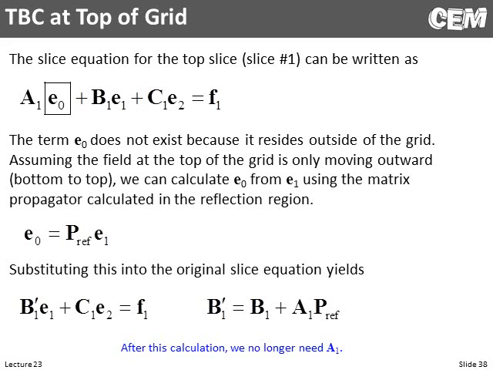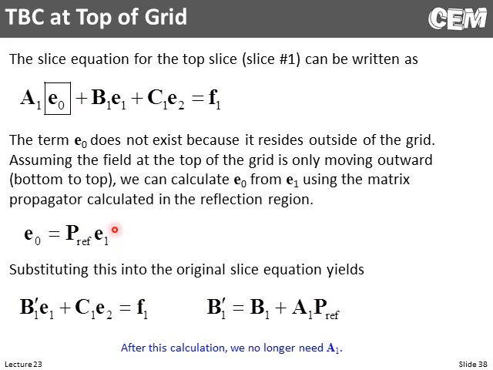Okay, now finally the boundary condition. That's just describing the way we'll calculate this propagator. So let's say we're at the top of the grid and we have this term here, E sub 0. Well, this doesn't exist. It's outside of the grid. We have no way of getting it. However, if the energy at the top of the grid, or the power at the top of the grid, is only traveling upward and outward, then we can calculate E sub 0 from E sub 1 using a propagator. So we'll have a propagator for the reflection side that will let us calculate E sub 0 from E sub 1. E sub 1 does exist.